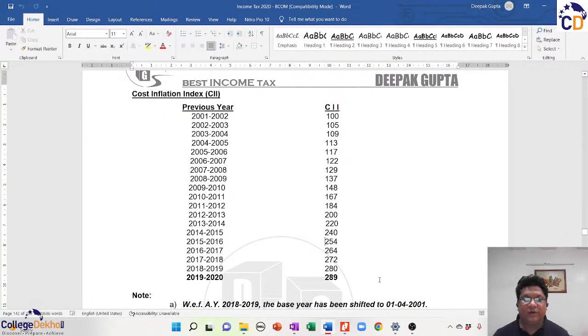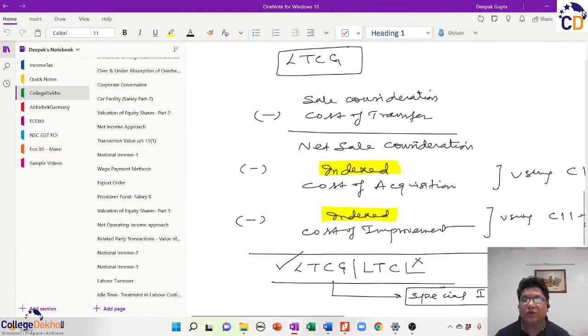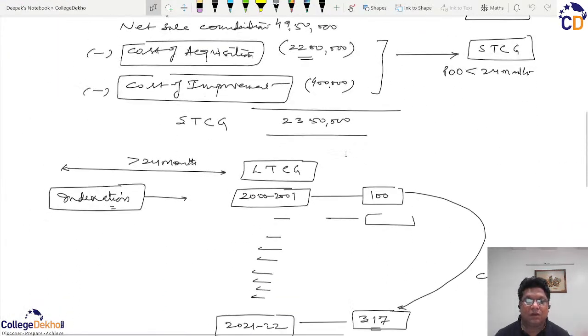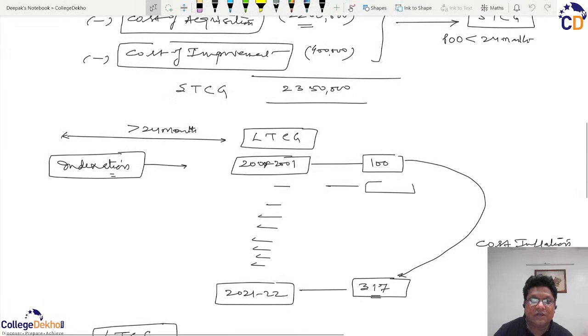So if you see from here, there are financial years mentioned here, and for each year there is a specific CII value. So if I just show it here, this year is actually wrongly written as 2001-2022. It was just a little.